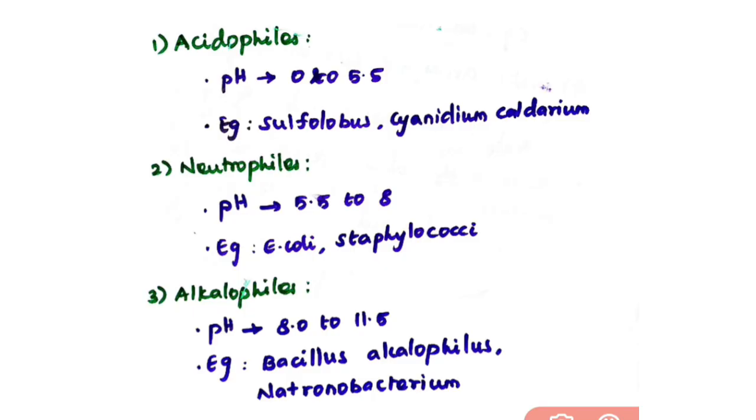Then neutrophiles. The pH range of neutrophilic bacteria is 6.5 to 8. Examples are E. coli and Staphylococci. Then third one is alkalophiles. Alkalophilic bacteria can grow at the pH range 8 to 11.5. Examples for alkalophiles are Bacillus alkalophilus and Natronobacterium. You can find these alkalophiles in alkaline lakes and soils.